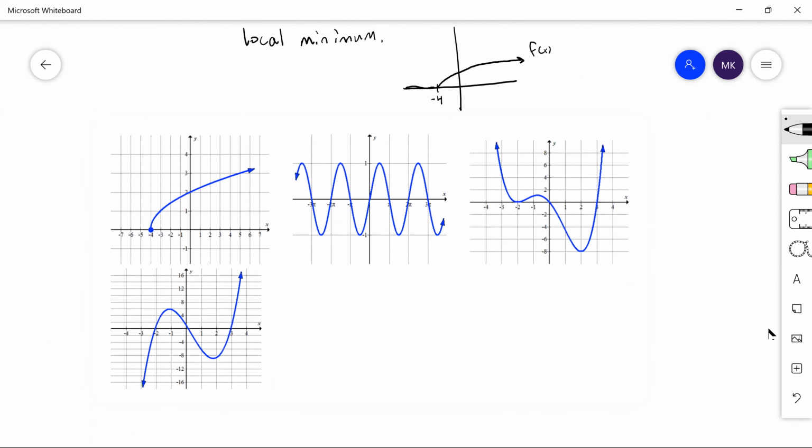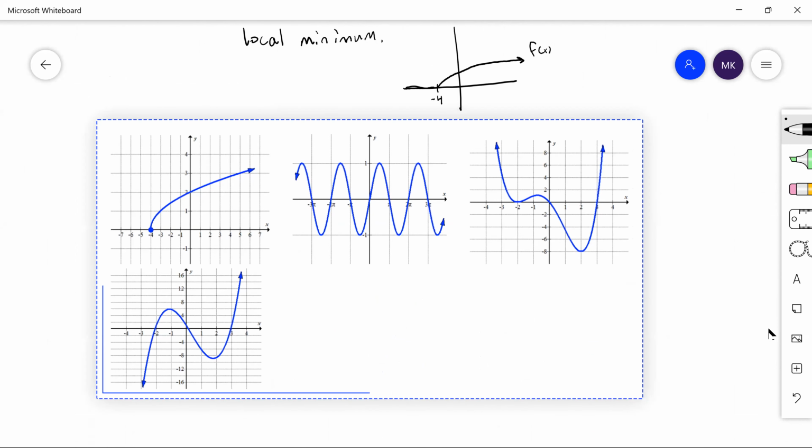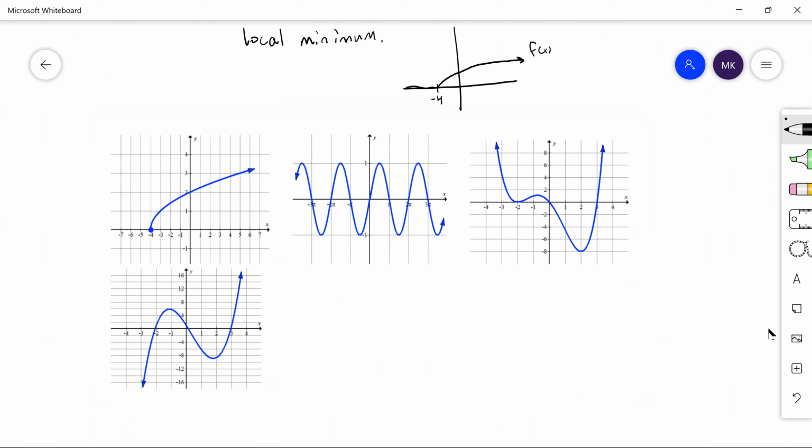Our first one here is the square root of x plus 4. And so we can see that one has a global or an absolute minimum here. Absolute minimum. It has no maximum whatsoever. It has no local minimums. Now, if we were to create an interval, let's say the closed interval from 2 to 4, then the endpoints would be the max and minimum points on that interval.